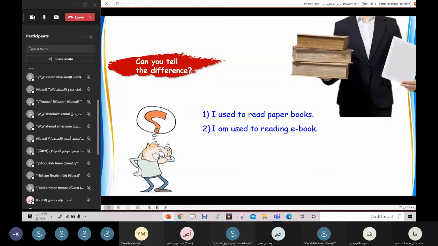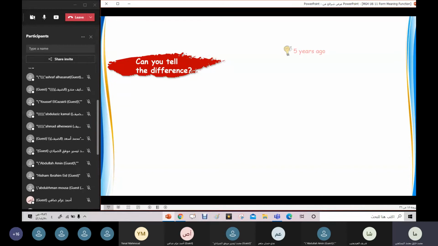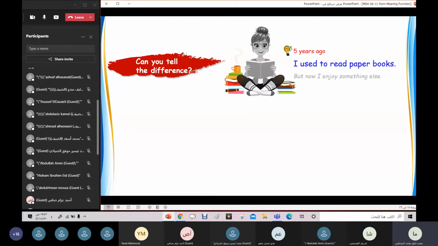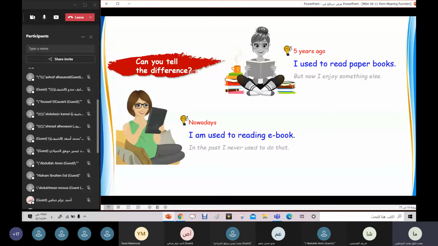Now, look at the difference between them. Five years ago, I used to read paper books, but now I enjoy something else. It means I don't read paper books nowadays. It means in the past I used to, but now I don't. Nowadays, look at this sentence. I am used to reading ebooks. In the past, I never used to do that, but nowadays I am used to reading ebooks. This is my habit now.